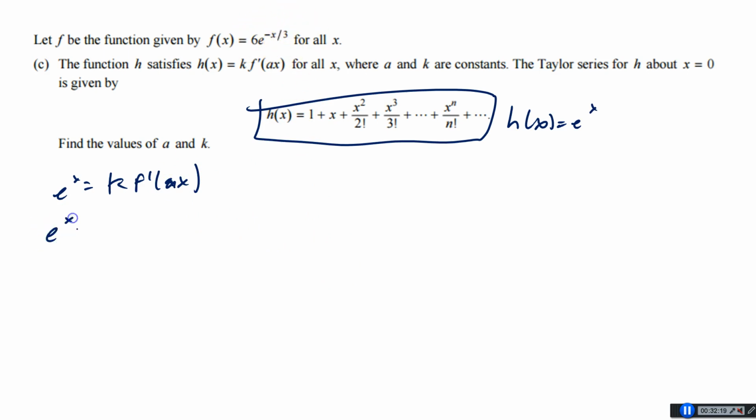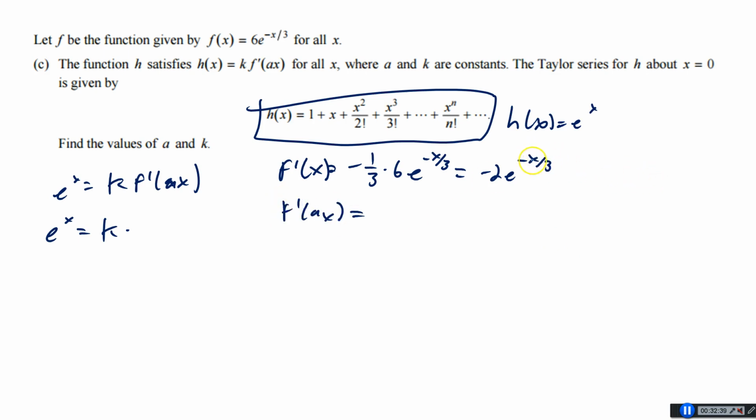So they tell me e to the x is equal to k times, let's figure out what f prime of x is. So f prime of x, we did it on the last slide, it would be just negative 1/3 times 6e to the negative x over 3, which is negative 2e to the negative x over 3. So that means that f prime of ax, if I just replace the x with an ax, so I have negative 2e to the power negative ax over 3. Okay, so k times negative 2 times e to the negative ax over 3.